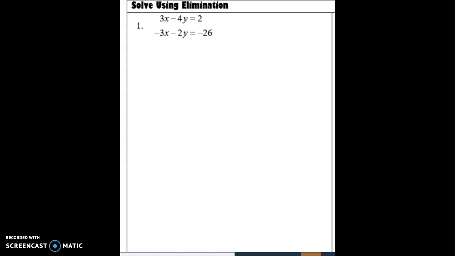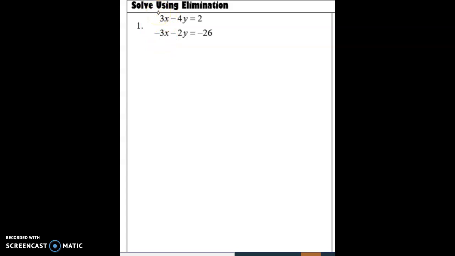So if you've read this screen with the elimination, what you want to check for is that your x's are lined up, and they are. Your y's are lined up, your equal signs are lined up, and your constants. If they're not lined up like that, you're going to move things around. Then you're going to check and see if you have the same number, same coefficient, with different signs in front of one of the variables. In this particular problem, we have a 3x and we have a negative 3x, which is awesome.